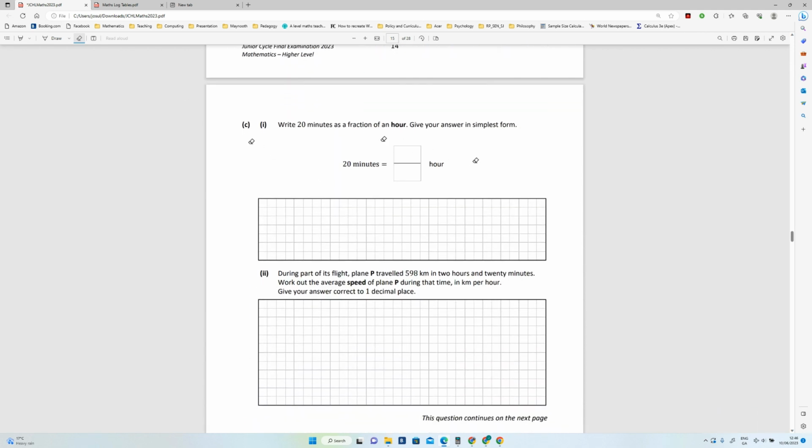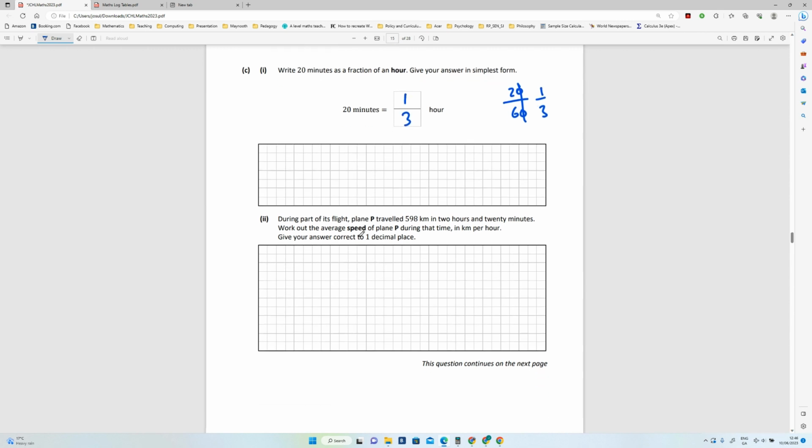Part C, write 20 minutes as a fraction of an hour. Give it in the simplest form. Okay, so that's 20 over 60 minutes. Take off your 2 zeros and divide both sides by 2. You're going to get 1 over 3. So it's 1/3 of an hour. All right, so that's all you need to do for that one.